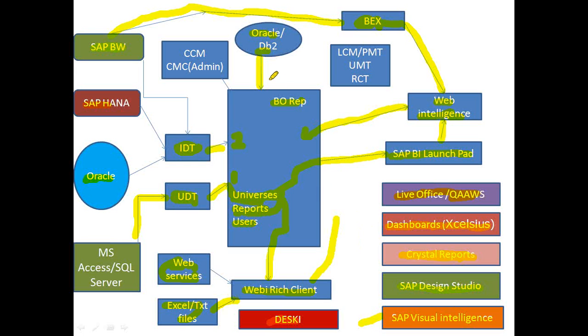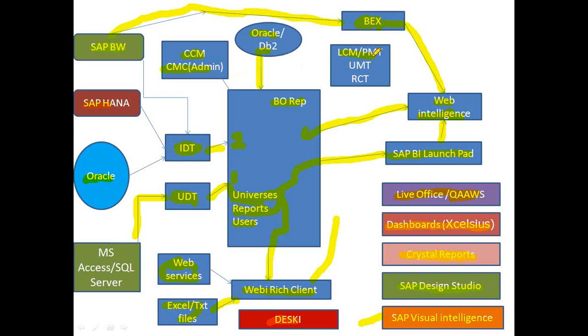Apart from the implementation part, we are covering the administration part as well. What is the CCM, how to configure the BusinessObjects servers, what is the CMC tool, and how to give administrator rights to users. CMC is the administrator tool, with which we can grant access to particular users and remove access for specific users to specific folders. All of this gives access restriction through the CMC. That we are covering.